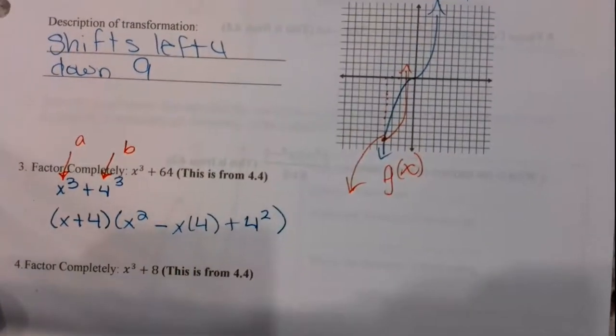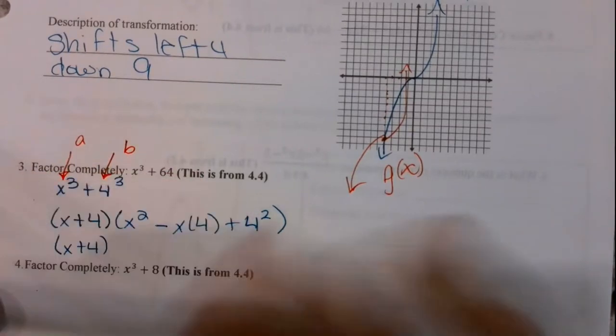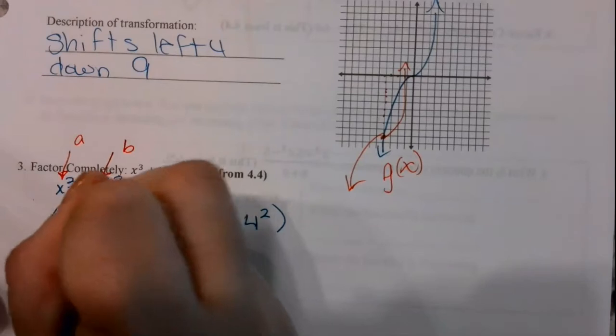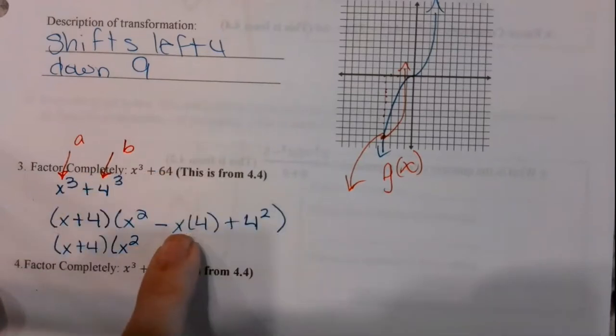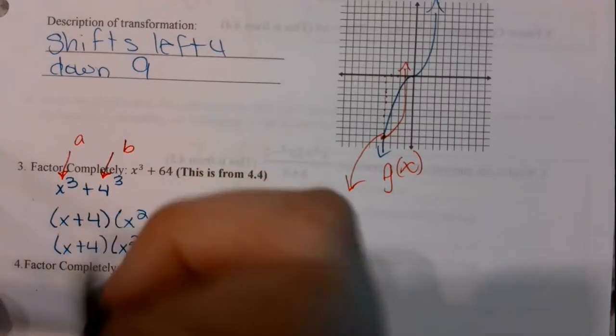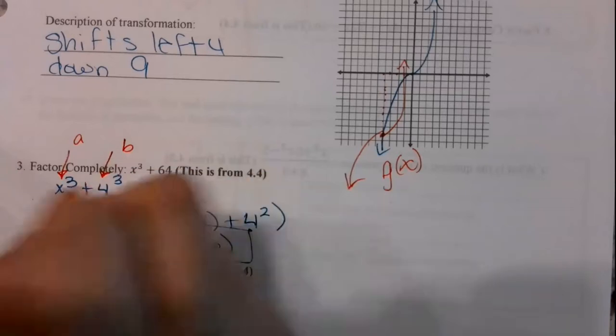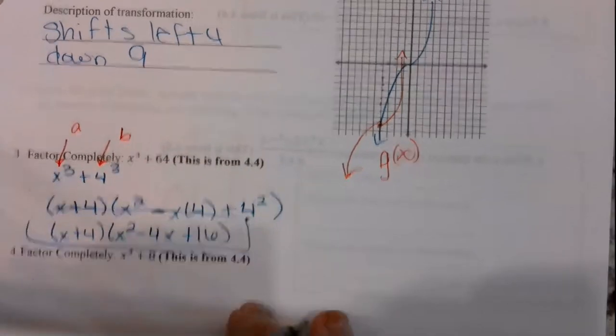Then all I want to do from here is rewrite this. In my first set of parentheses, I have x plus 4. In the second set, I have x squared, that doesn't change. Negative x times 4 is negative 4x. 4 squared is 16. Okay, and that's my answer.